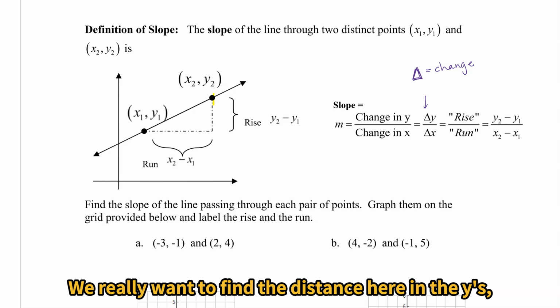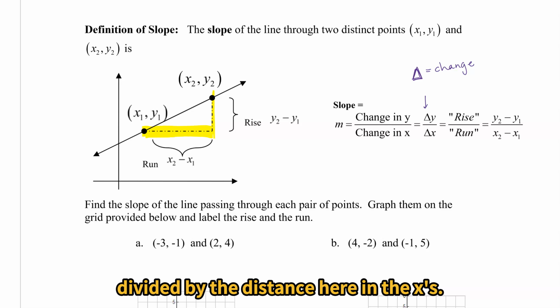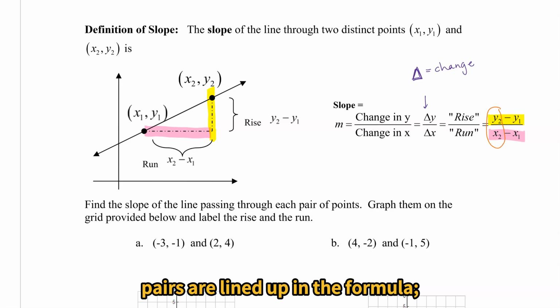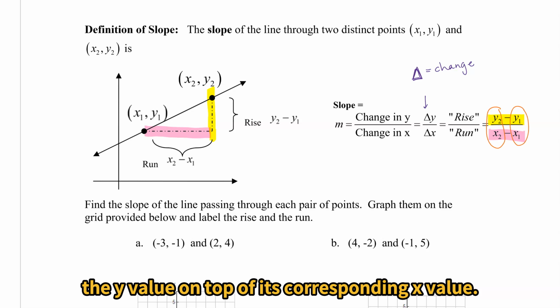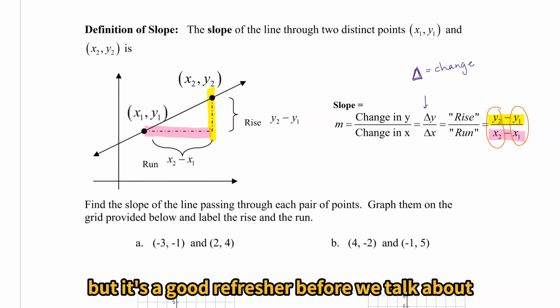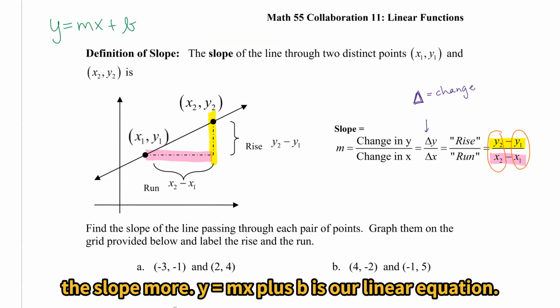We really want to find the distance here in the y's divided by the distance here in the x's. It actually does not matter which point you make come first, as long as the ordered pairs are lined up in the formula, the y value on top of its corresponding x value. More information that likely is a review, but it's a good refresher before we talk about the slope more. y equals mx plus b is our linear equation.